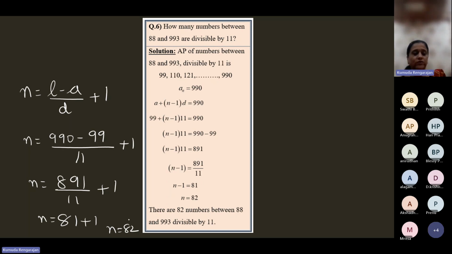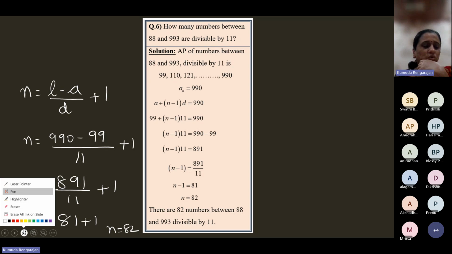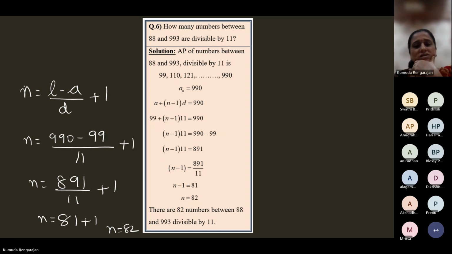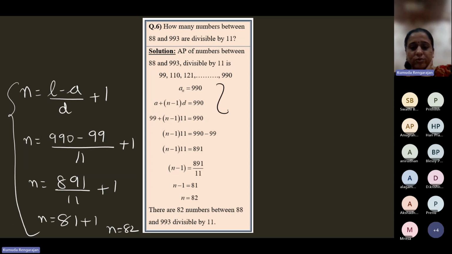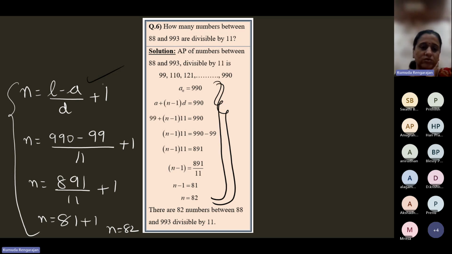You can also find the value of n like this. Of course, you have to generate the AP and then do this. But I would say use this maybe for MCQ. Otherwise, I think you can choose this procedure over this one. If you're working for more than 1 mark, please choose this procedure over this one.